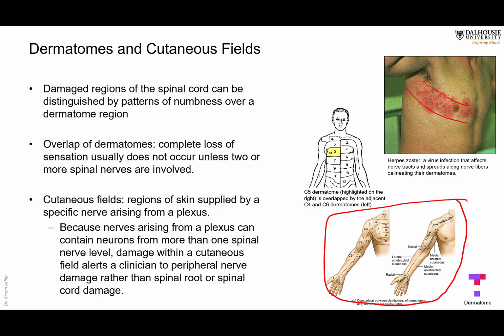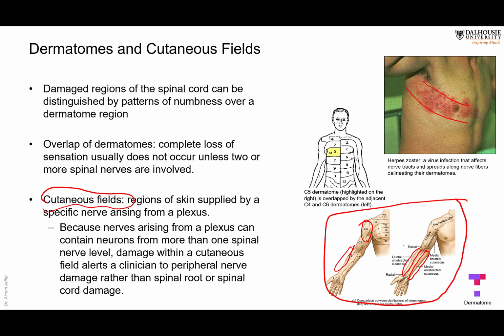So there are dermatomes, which are the areas that are supplied by a single spinal nerve, and there are cutaneous fields. These are the areas supplied by named nerves, not numbered nerves. So in that case, for example, this is the area that is supplied by the radial nerve, or this is the area that is supplied by the median nerve. So if there is injury of a peripheral nerve, then the area of loss of sensation will give an indication that the injury is peripheral, not central.